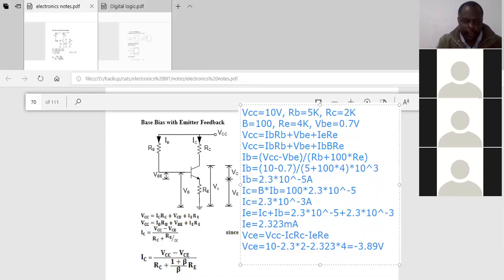So transistor in saturation. So please note that that's what we have for that question that I had given you.